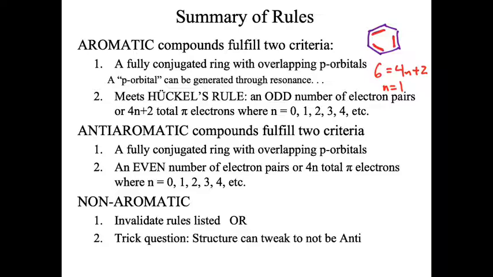Non-aromatic compounds invalidate the rules listed, or this one's particularly irritating, it's a trick question. Anti-aromatic is particularly unstable. So if the structure would align to be anti-aromatic, it can change its shape a little bit such that it is not a fully conjugated ring. If it changes its shape, it no longer satisfies rule 1, and now it becomes non-aromatic. That changing of shape is not an easy thing to determine, and it's usually done by experimental evidence.